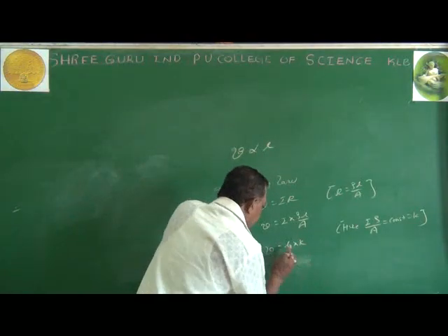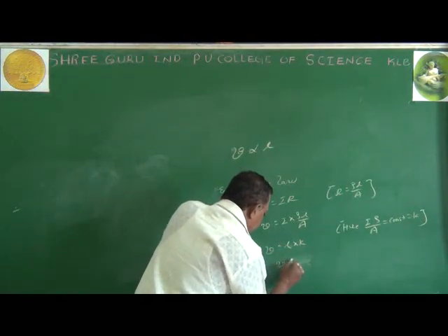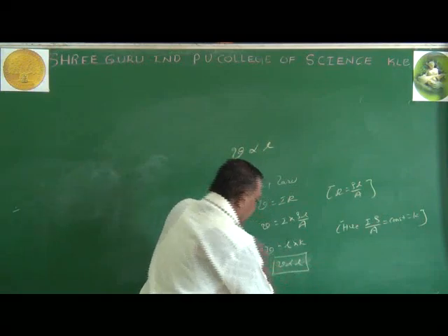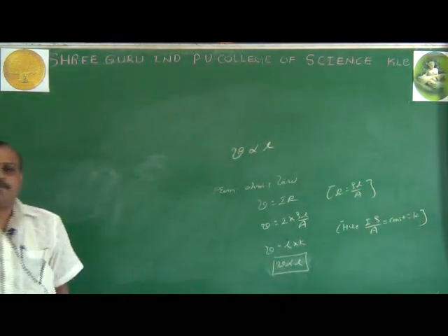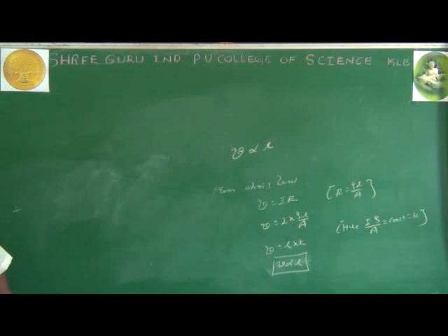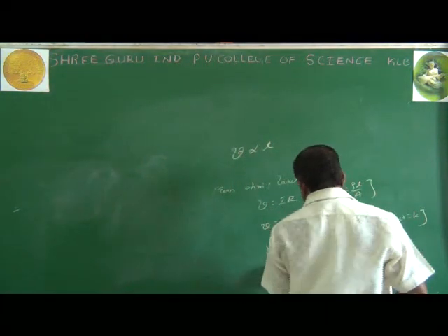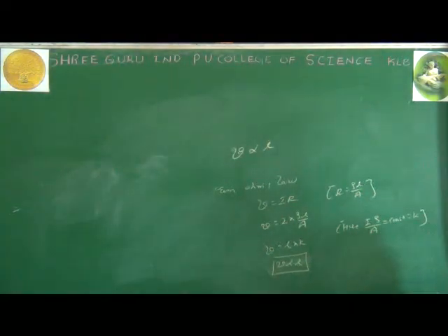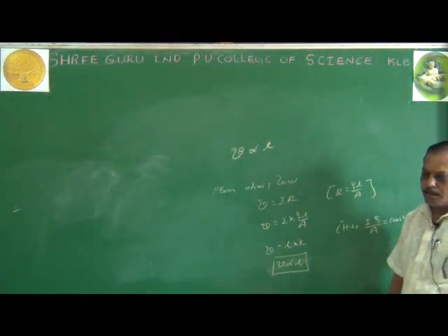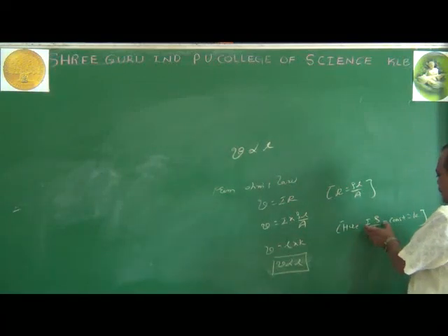Hence V is directly proportional to L, where K is called the potential gradient. This is the term potential gradient, that is V by L.